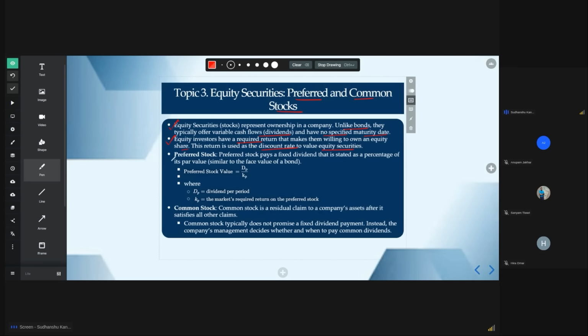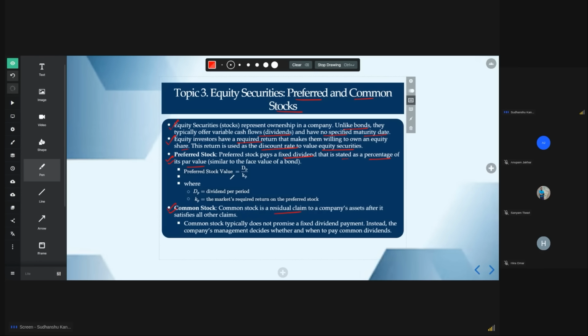Preferred stock pays a fixed dividend that is stated as a percentage of its par value, right? So again, stocks are of two types. One is preferred stock. Preferred stock has higher value. Preferred stock has more voting rights, right? So they have more weight. Common stock has residual claim, right?